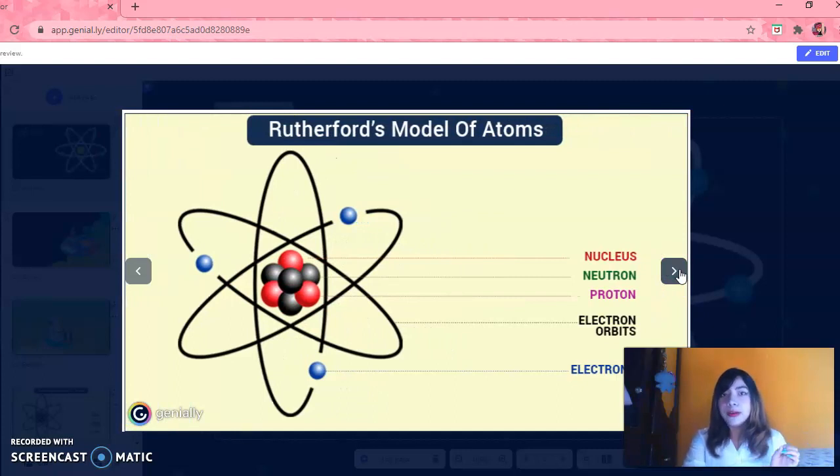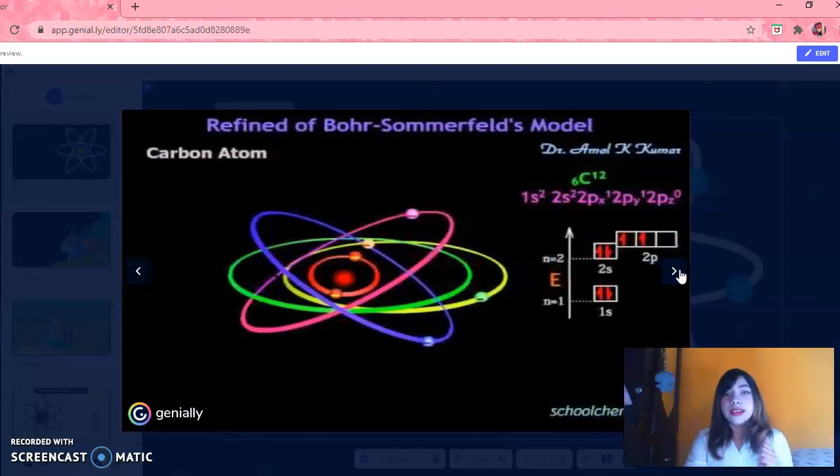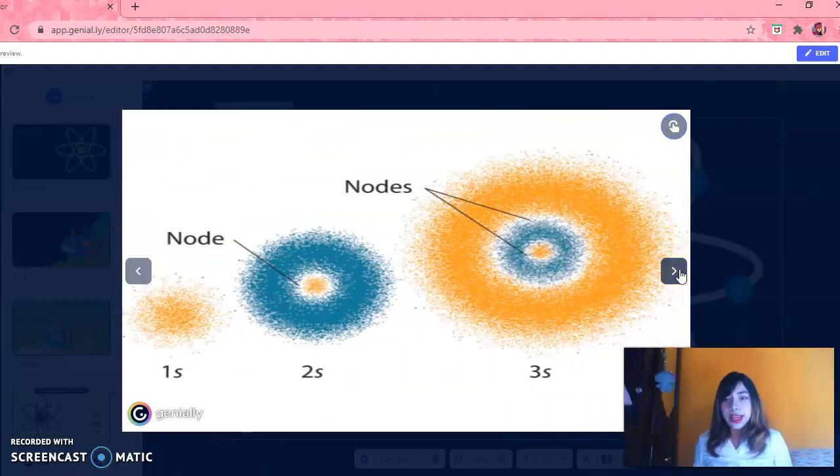Well, this is the Rutherford model of atom. It's the most common model. And on the other hand, this is the Born-Schönfeld model. It's one of the most common models. But in the other way, we have the wave chemical model. This mathematical model of atom describes the energy of electrons with some certainty, but the actual location of the electron is uncertain, guys.